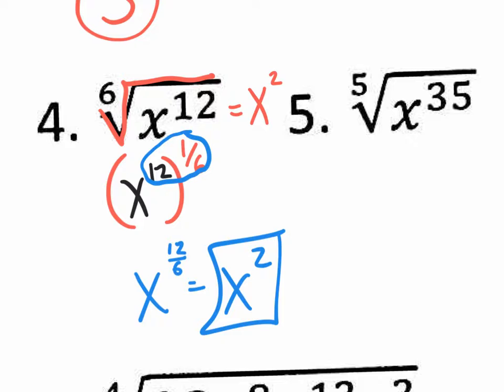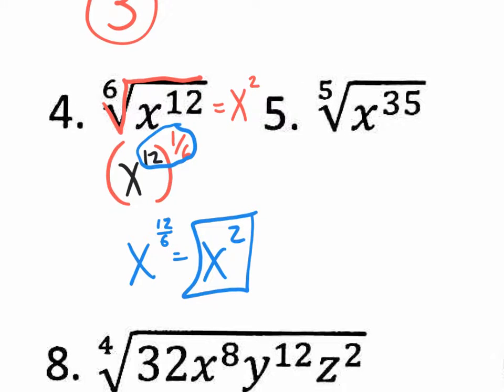How about number 5? What's the answer to number 5? 7. X to the power of 7. Because this is really saying the 5th root is kind of like dividing 35 by 5, which is really 7. So the answer is x to the 7th.